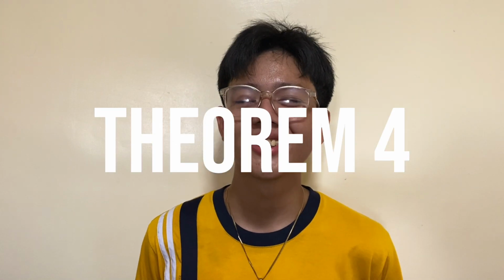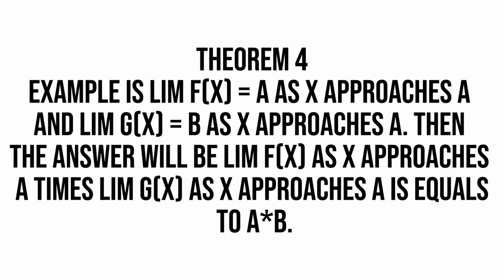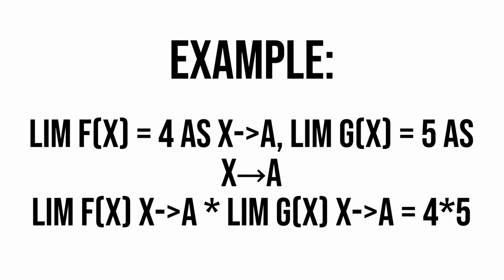Theorem 4. Theorem 4 is pretty easy because all you are going to do is multiply the two answers. Example: the limit of f of x is equal to a as x approaches a, and the limit of g of x is equal to b as x approaches a. Then the limit of f of x as x approaches a times the limit of g of x as x approaches a is equal to a times b.